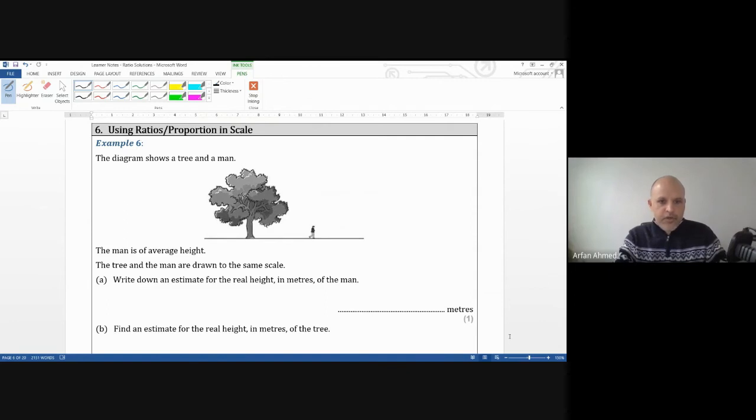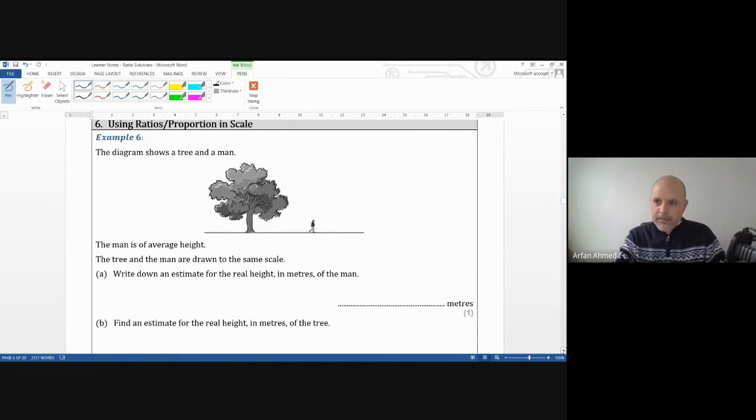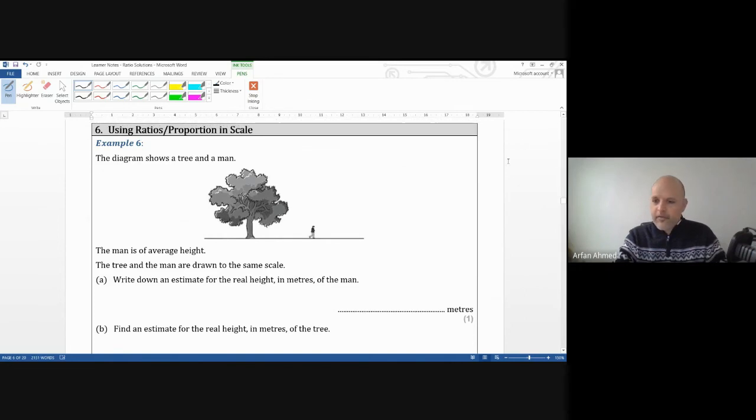The diagram shows a tree and a man. The man is of average height. The tree and the man are drawn to the same scale. Write down an estimate for the real height in meters of the man. This threw a lot of people. When they did this in a real exam, everyone was saying, what on earth was that question about, that tree, that man? They didn't have a clue what was going on.